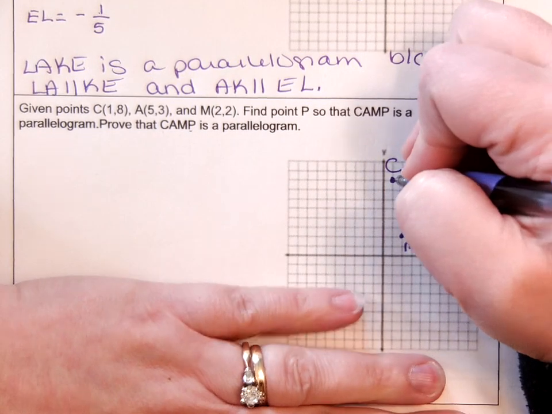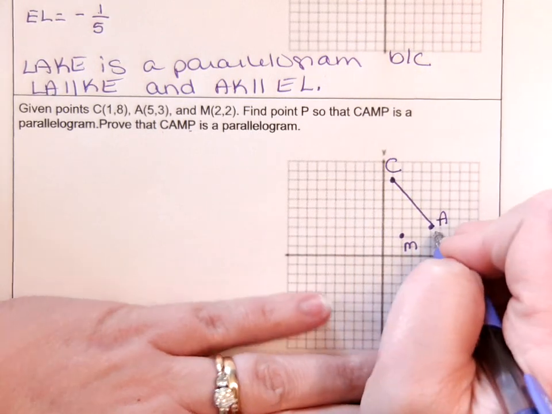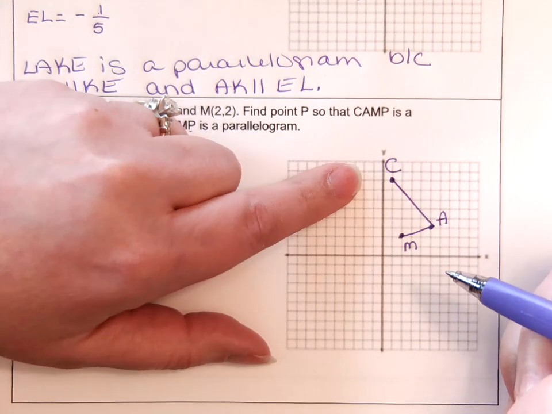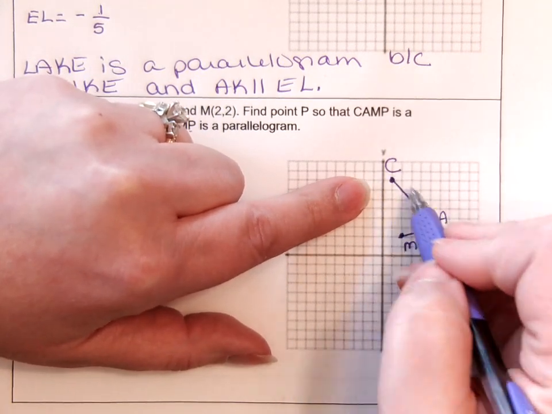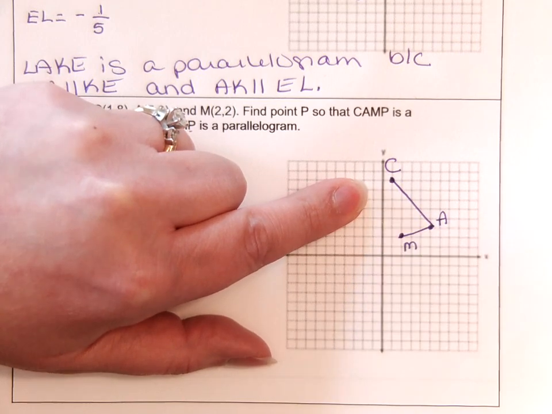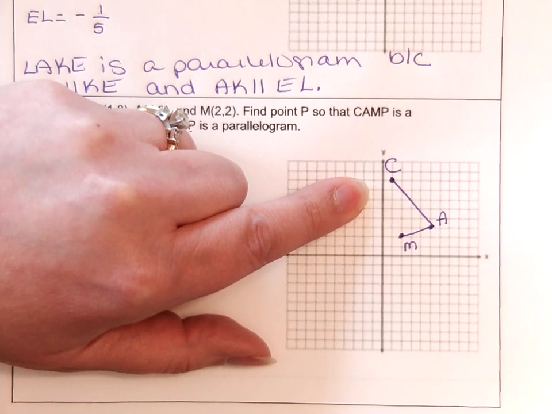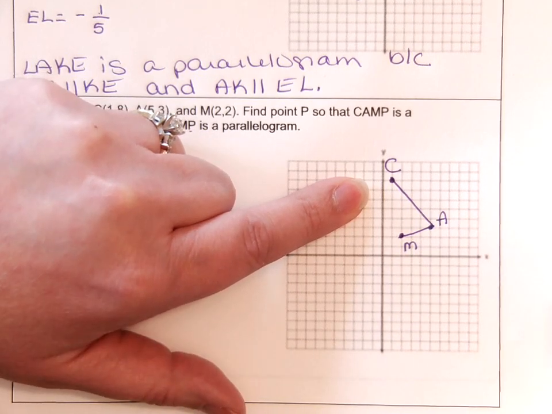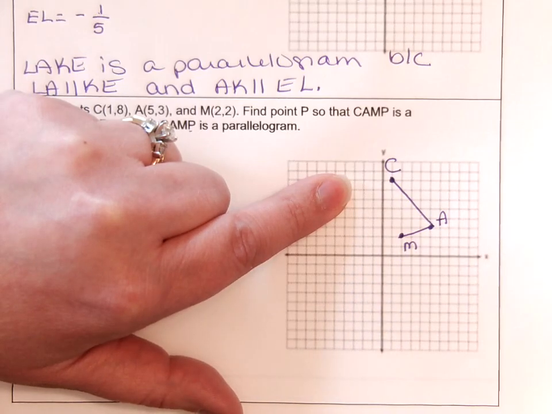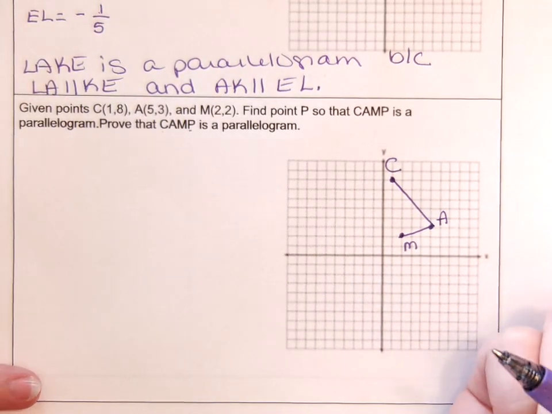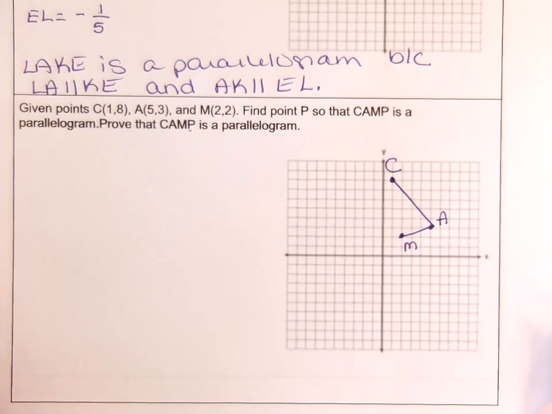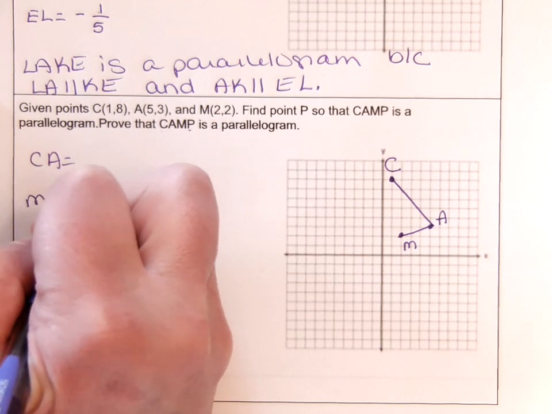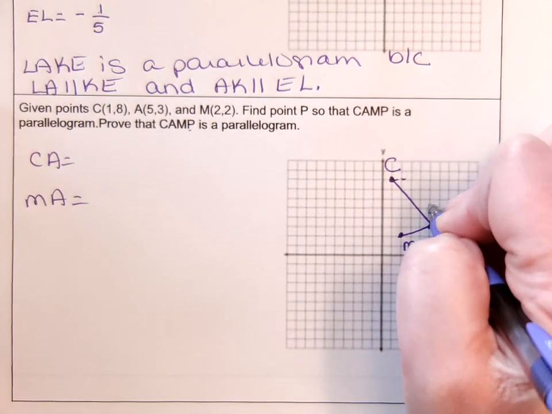So I'm going to connect them. C to A to M, and then where would P have to be? P would have to be somewhere over here so that it makes that full circle and looks like a parallelogram. So what we need to do is to find the slopes of these two sides, and then that can help us find our missing point over here. So I would probably find them both and do that. So CA and MA. So I'm going to make my little right triangles.